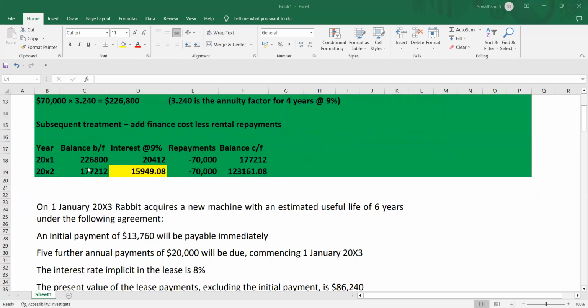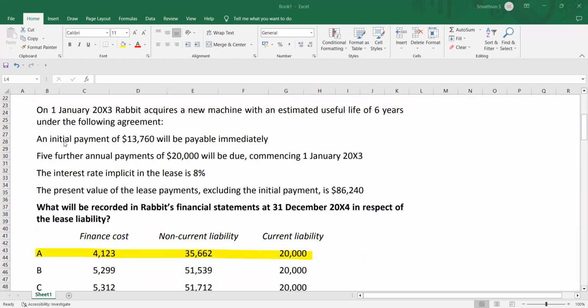15,949.08. The second question: on 1st January 2013, Rabbit acquires a new machine with an estimated useful life of 6 years under the following agreement. An initial payment of 13,760 will be payable immediately. So this 13,760 is an advance payment.